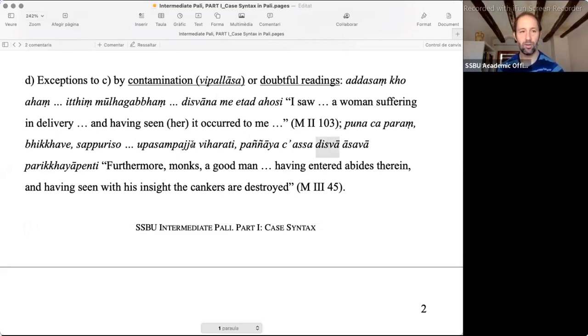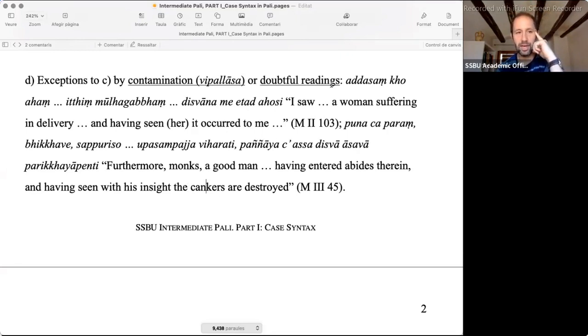has the subject still of that sappuriso, but the subject of parikayapenti is the asava, right? It's the cankers, what he translated as the cankers are destroyed. Parikayapenti, or are caused to be destroyed. They are destroyed. So in this case, this is probably an example of what he considers doubtful reading.